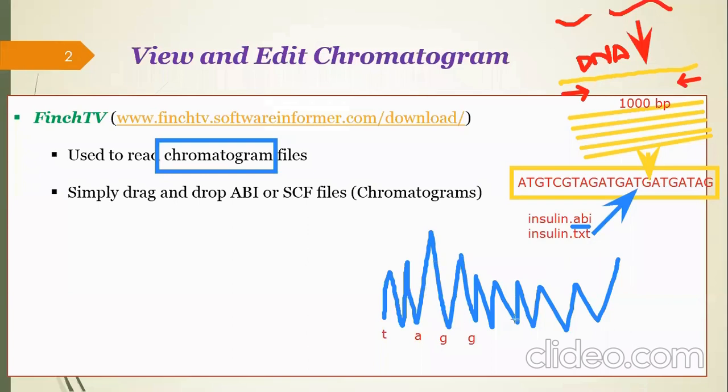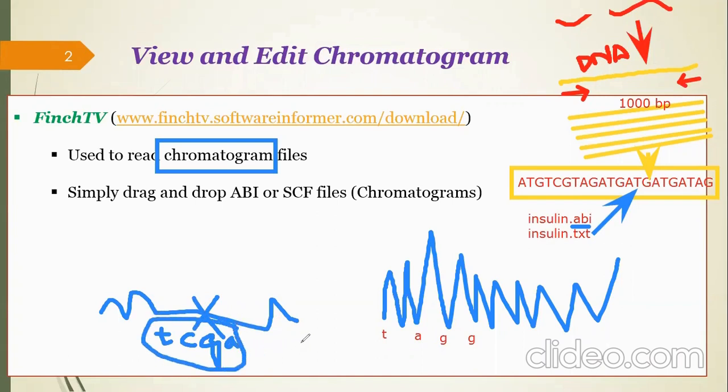If these peaks are sharp and not overlapped, that means you can rely on the sequence. But if the peak file is like this, where this is T, this is C, this is G, and this is A, then this peak cannot be relied upon because the peaks are not well resolved. So this sequence is not reliable, and you need to resequence. Am I clear or not?